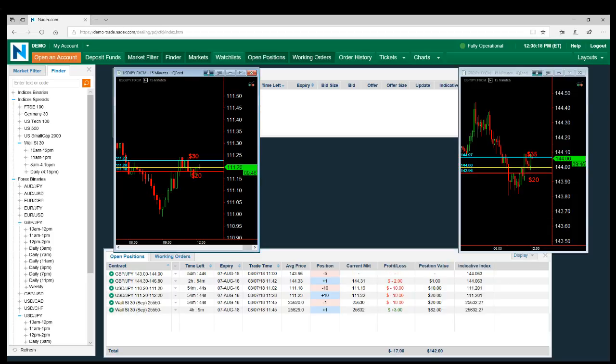Any other questions on combining the binaries with the spreads? Any questions on binaries in general? They are my favorite thing, so if you have a question, please ask.